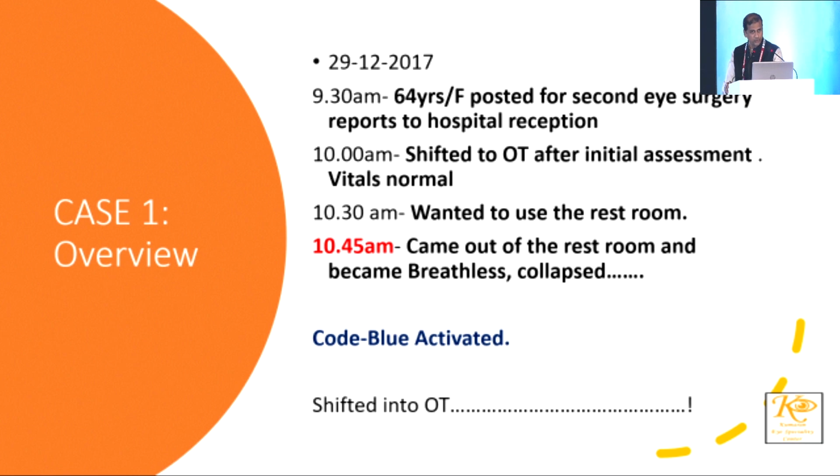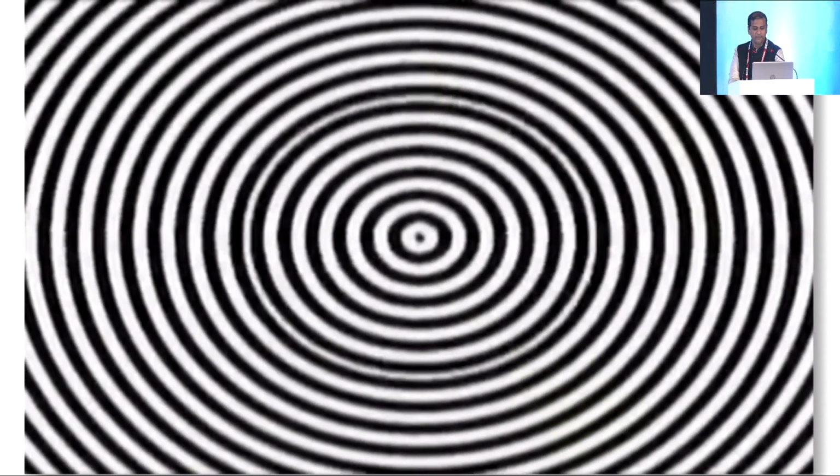She wanted to use the restroom, as in any cardiac situation. She came out of the restroom. She collapsed outside the OT. I was operating, so I was not able to go and see the patient. The code blue was activated by our staff, and we really did not know what went wrong. So going back to the history, so this was the patient. Could you please run this video?